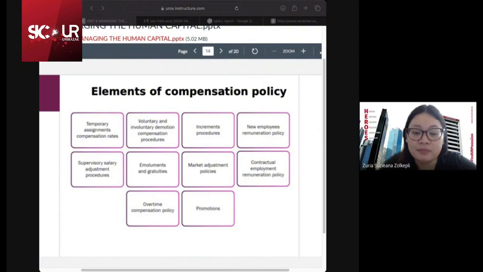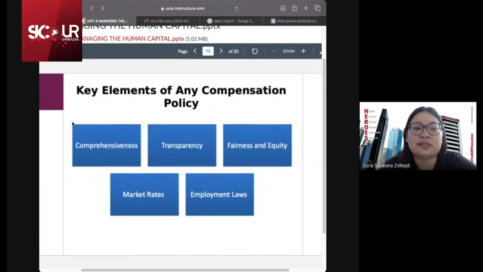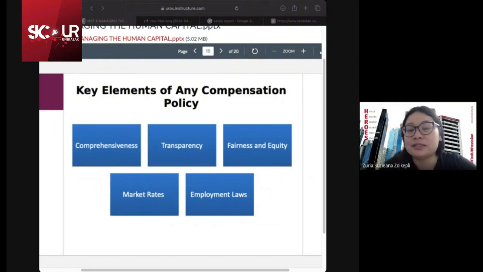Some of the companies still do a reward overtime, and then promotions. So the key elements, and this is quite important, the key elements of any compensation policy. Meaning that when we want to introduce any kind of policy, what are the things that we should make sure of? So this is what we meant by key elements of any compensation policy.